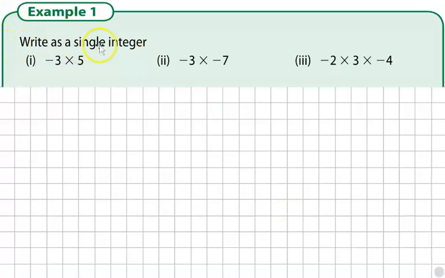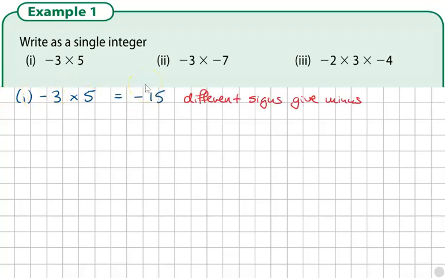Example 1, write as a single integer. So part 1, we have minus 3 multiplied by 5. So a minus by a plus gives a minus, or you could learn off different signs give minus. So we get minus 15. So a minus by plus is a minus, and 3 by 5 is 15. So different signs give minus.